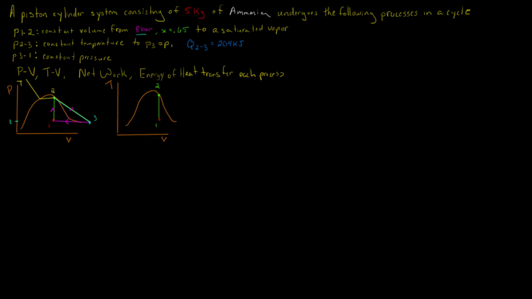Now, unlike the PV chart, which has this sloping line of constant temperature, a TV chart is going to have sloping lines of constant pressure, and they're going to slope in the opposite way. So what we have are these two lines right here. This will be some pressure P2, and this one right here will be some pressure P1, but we're given what P1 is. P1 is 8 bar.